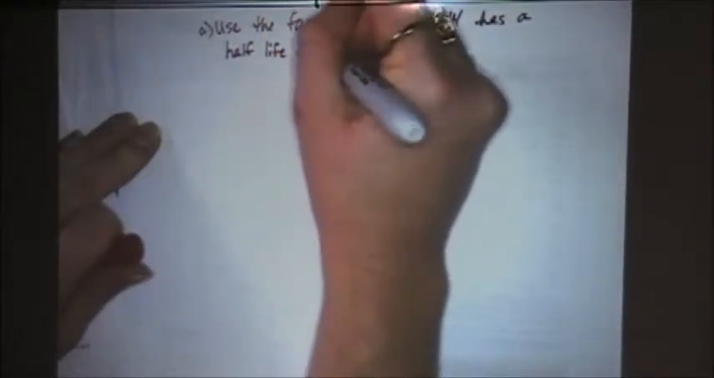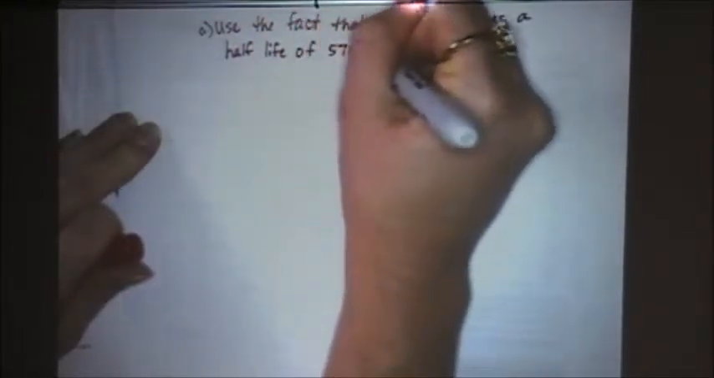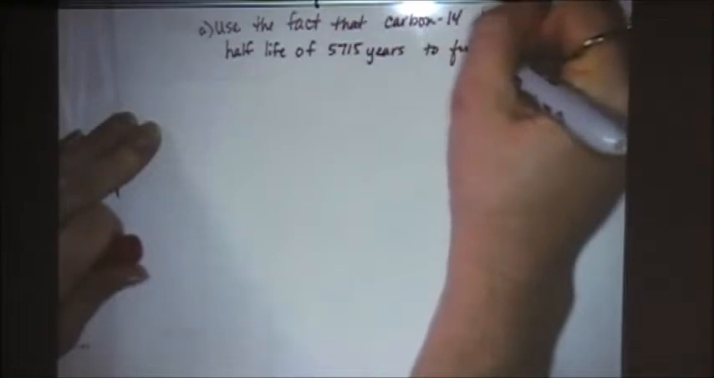Here's part A of this question. We are going to use the fact that carbon-14 has a half-life of 5,715 years. And we're going to find a decay model.